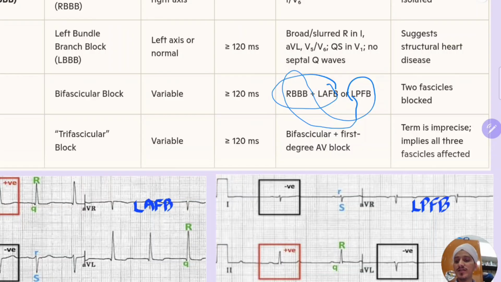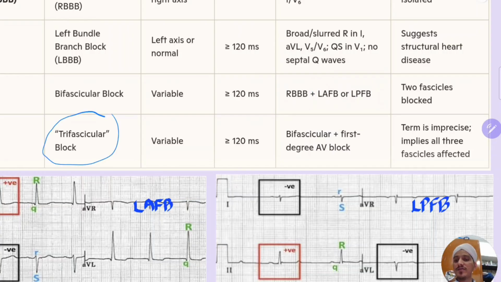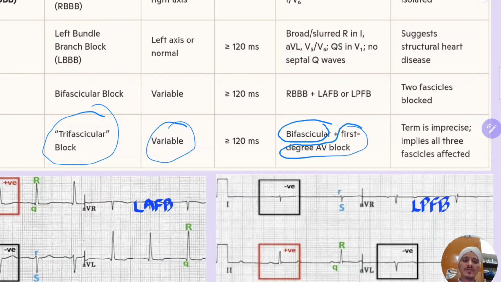Trifascicular block is rare, but you can see what it is. Again, the axis will be variable. Remember, in complete bundle branch block, the axis can be deviated or it cannot be deviated. You should see the M pattern, W pattern. Here you will have a bifascicular block along with a first degree AV block. What is first degree AV block? The PR interval will be prolonged, that's all, and that will be constant.